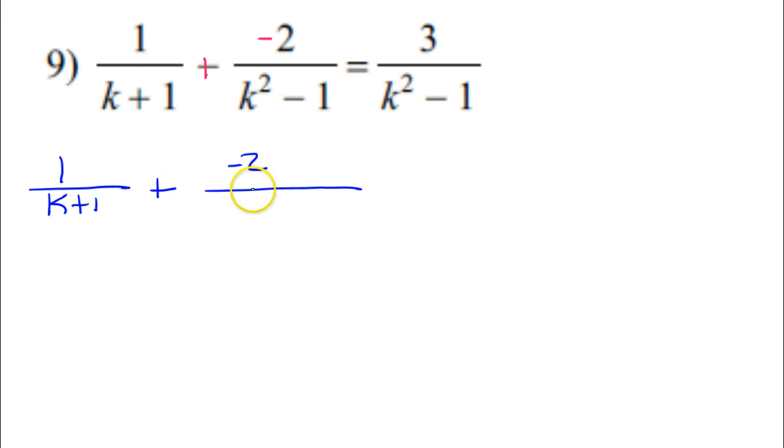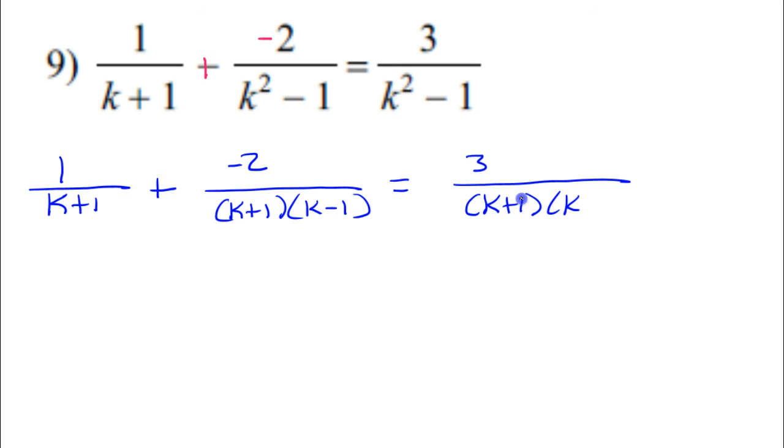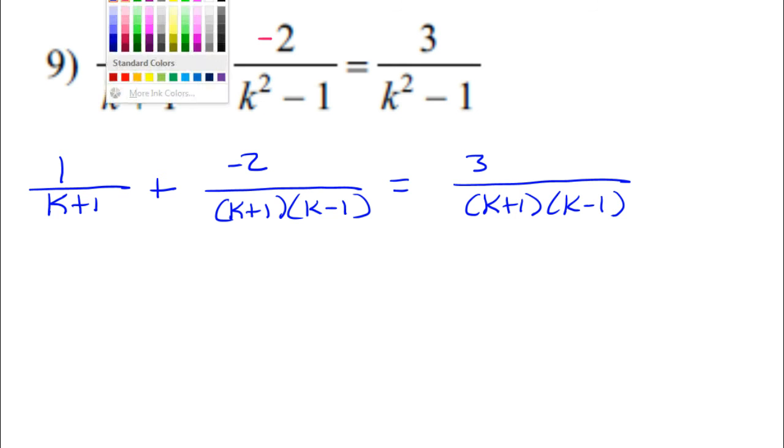k squared minus 1, that is the difference of 2 squares. So that is k plus 1, k minus 1. And of course this is the same thing. k plus 1, k minus 1. Alright, let's make all the denominators the same.